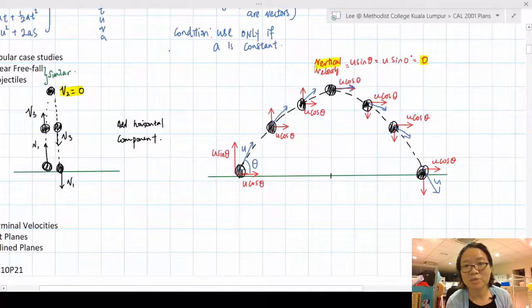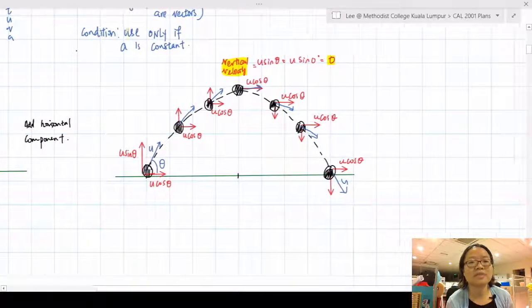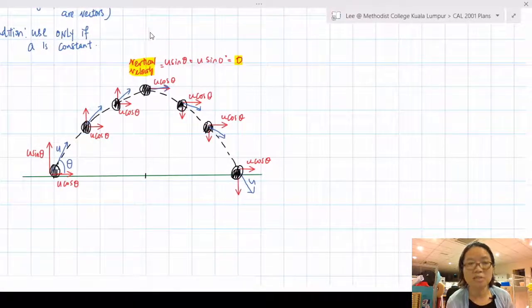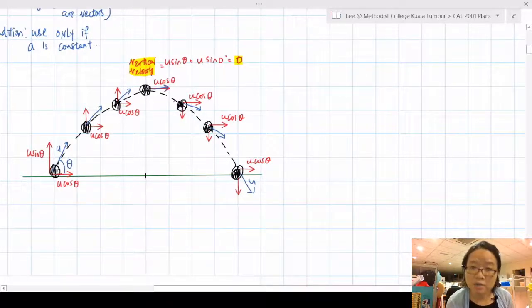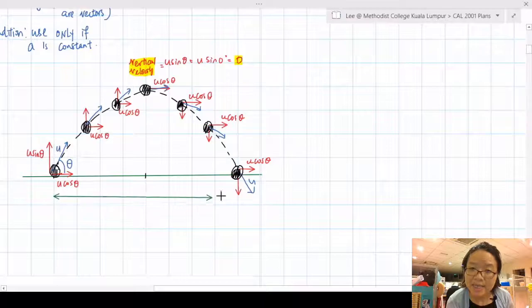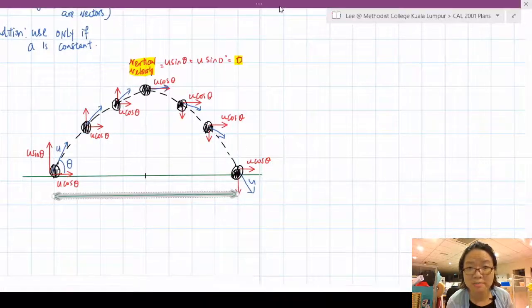Vertically it becomes smaller, and it is the same as for linear motion. At the highest position, vertical is 0. Horizontal is not 0. Because horizontal is not 0, the KE at the highest point is not 0.